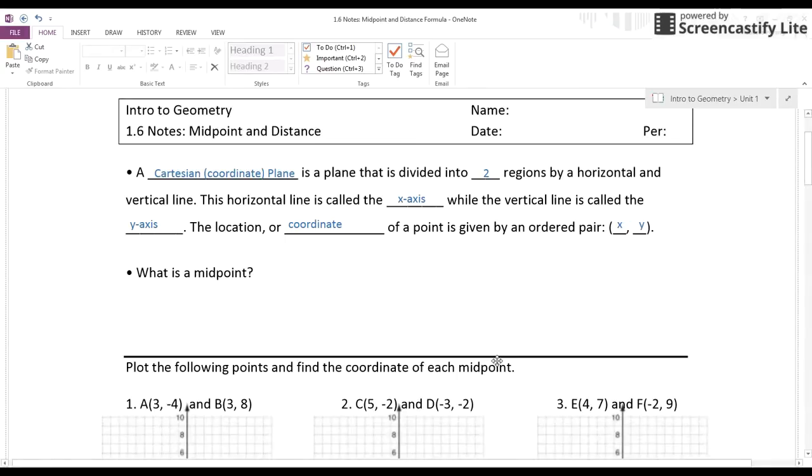Okay? We're going to be looking at two things today. We're going to be looking at segments. We're going to be finding the midpoint, and we're going to be finding the distance. And along the way, we're going to review the Pythagorean Theorem that a lot of you probably remember.